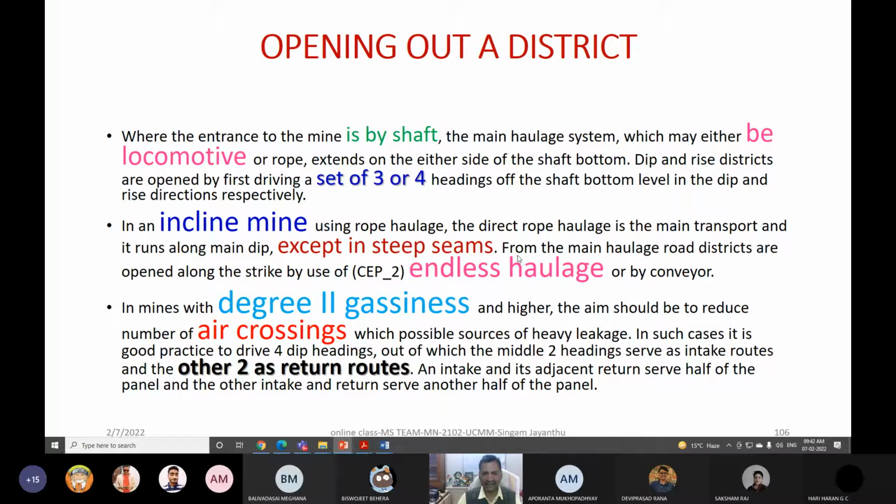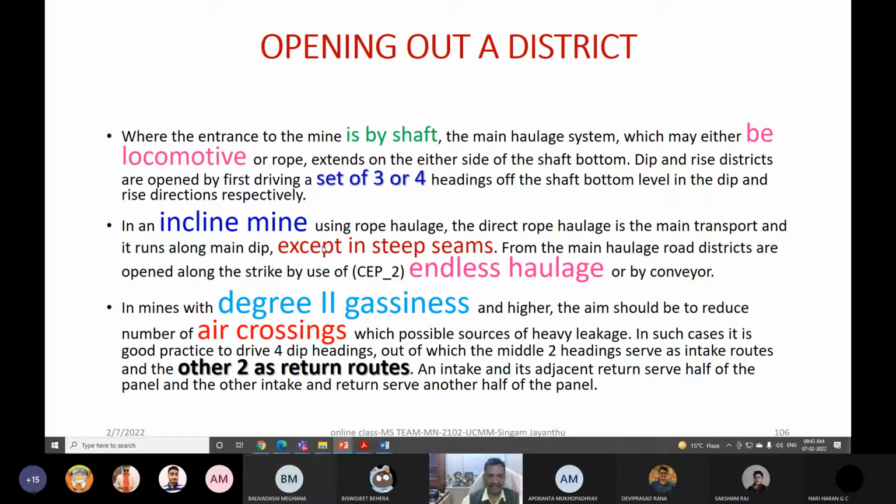Now, from the main haulage road, districts are opened along the strike by use of endless haulage or by conveyor, whatever, right? Then, except in steep seams, why I have written here is, if it is a very steep seam, our development itself may be something different, where it may not be inseam development. Even we can have it along the footwall side if it is a metal mine, otherwise along the floor side we may even have shafts. Shafts may be at this place, and then we can have a horizon type of development at some level. That is the reason why I have written like this.